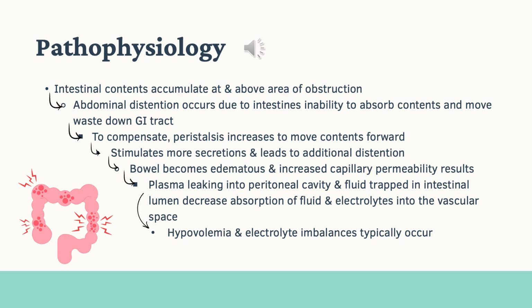Over time, the bowel starts to become edematous, and the capillaries in the intestinal walls become more permeable. This allows plasma to leak into the peritoneal cavity, with additional fluid becoming trapped in the intestinal lumen. As a result, the absorption of fluids and electrolytes into the vascular system becomes significantly reduced. This chain culminates in hypovolemia and electrolyte imbalances, which are very common and serious complications of an intestinal obstruction. Understanding this whole process can help us better appreciate the urgency of effective management and intervention for these patients.